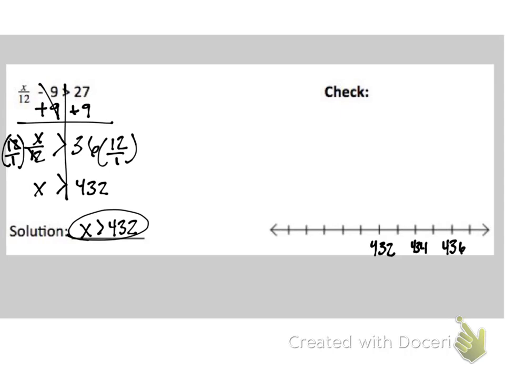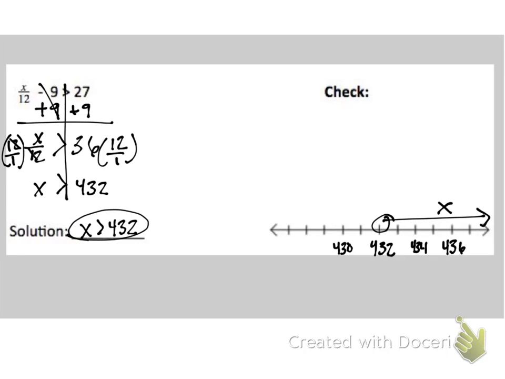Put in some other values. It is going to simply be greater than, so it's going to be an open circle. And we are talking about x being larger than 432, so we are going to graph everything larger.